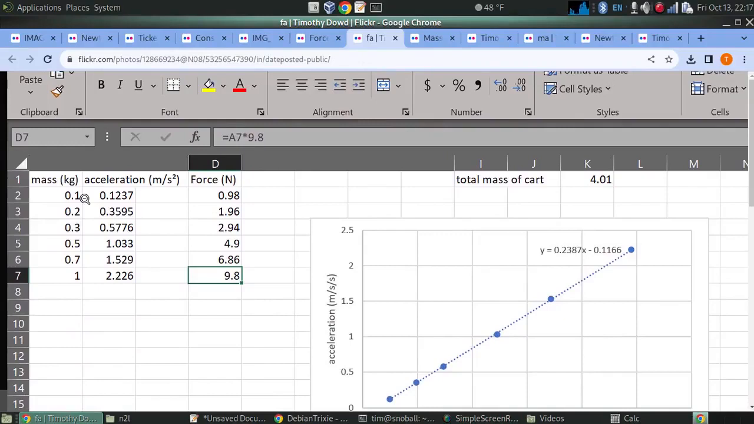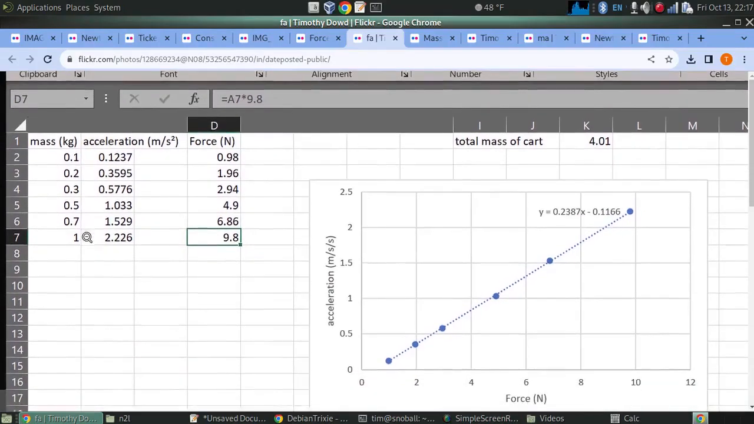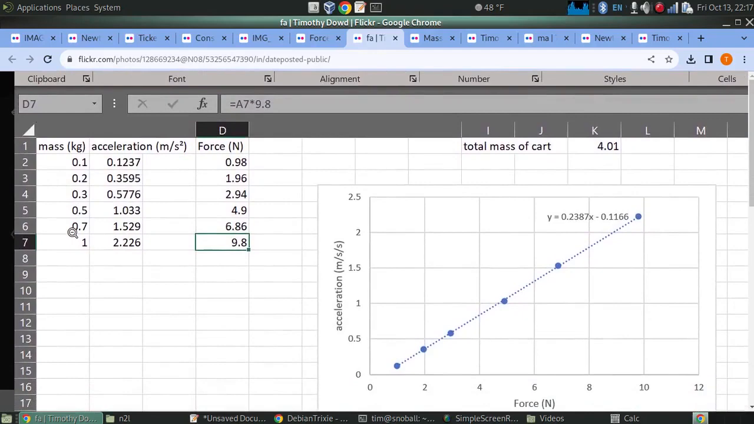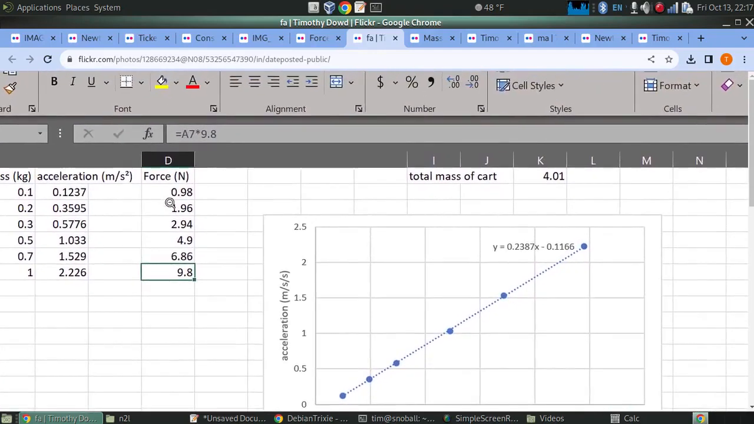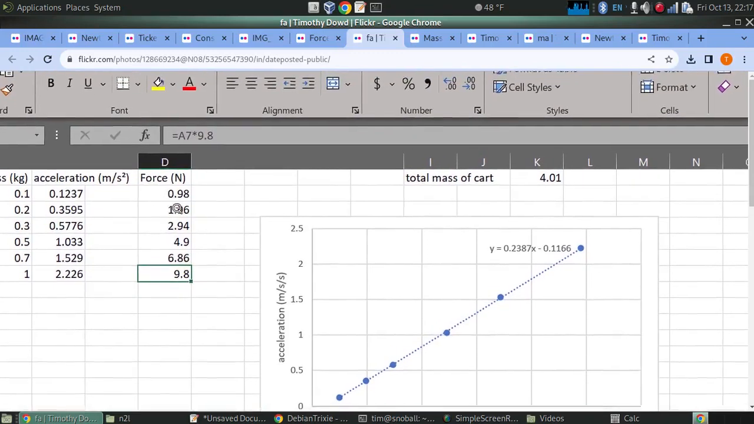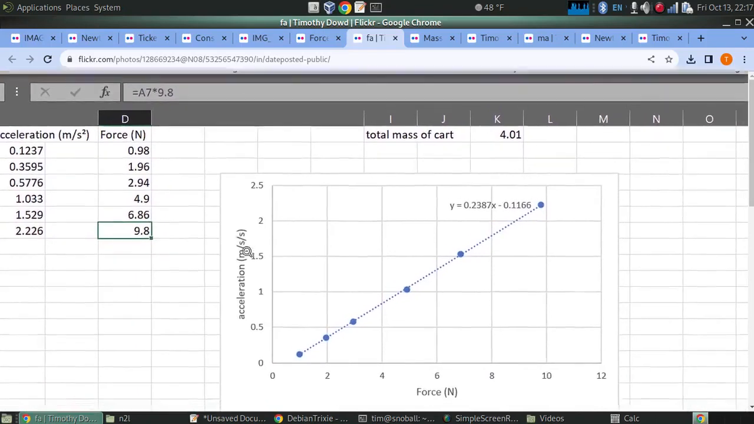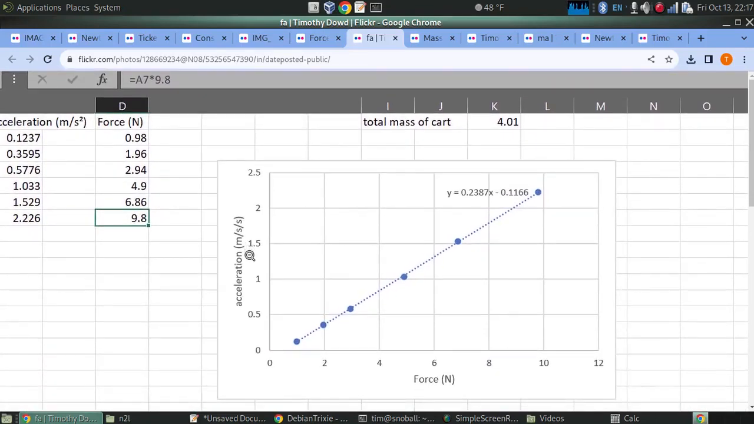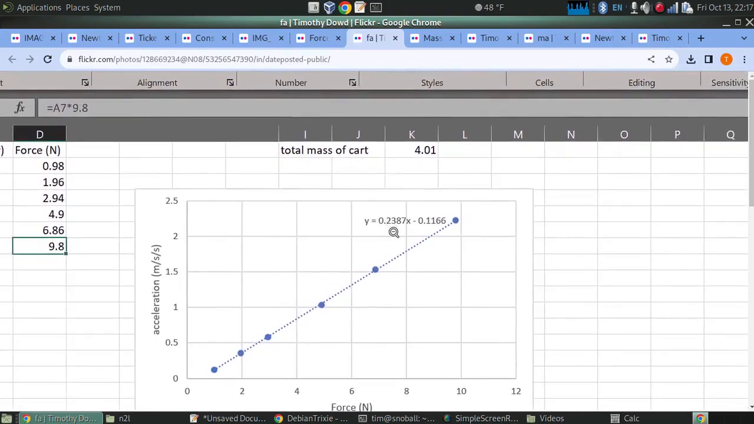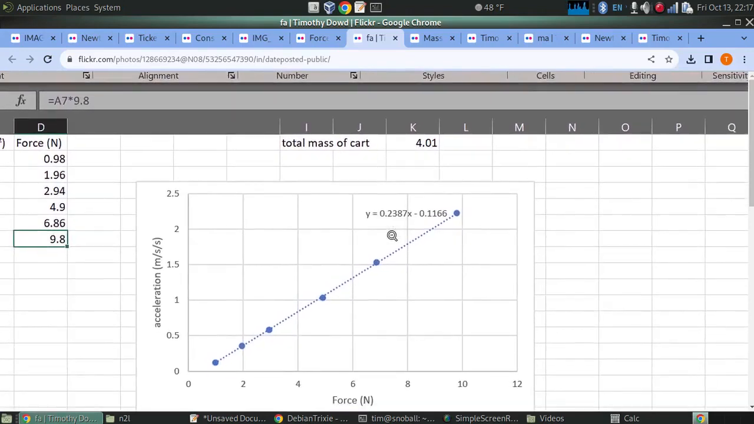So here's our data in the spreadsheet. All of the slopes of those velocity time graphs we got, they're all plotted here, along with the hanging mass. We've converted that into a weight or a force in newtons by multiplying each mass by 9.8 in column D. So we can see our graph of force versus acceleration indeed is linear, and it has a slope of 0.2387.